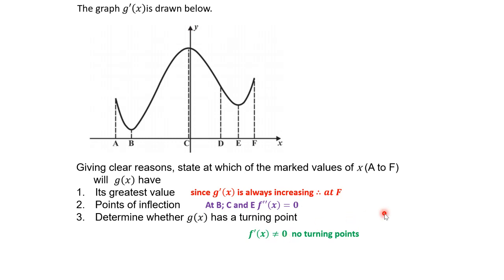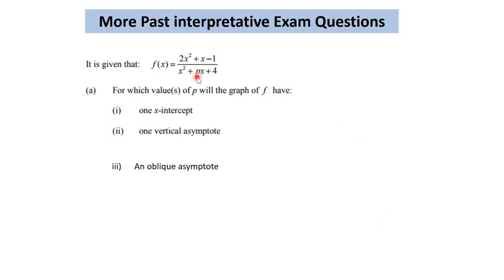So just remember, do not rush into these questions. Think about what is the derivative saying to you. All right, another nice interpretive question that came from a couple of years ago is this. This equation was given, this rational function. So you've got a trinomial in the numerator and a trinomial in the denominator. And it says, for which values of p will the graph of f have one x-intercept, one vertical asymptote, and an oblique asymptote?